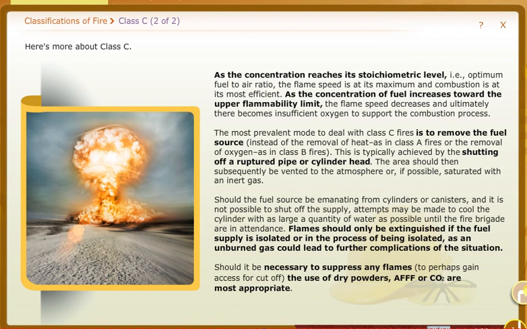Should the fuel source be emanating from cylinders or canisters and it is not possible to shut off the supply, attempts may be made to cool the cylinder with as large a quantity of water as possible until the fire brigade are in attendance. Flames should only be extinguished if the fuel supply is isolated or in the process of being isolated, as an unburned gas could lead to further complications of the situation. Should it be necessary to suppress any flames to perhaps gain access for cutoff, the use of dry powders, AFFF or CO2 are most appropriate.